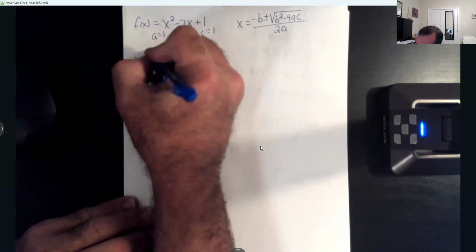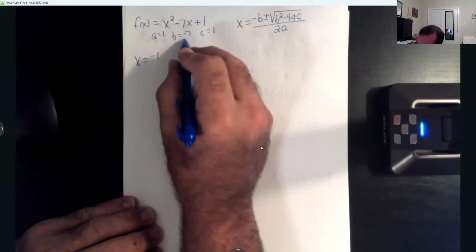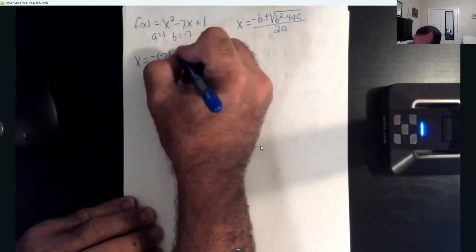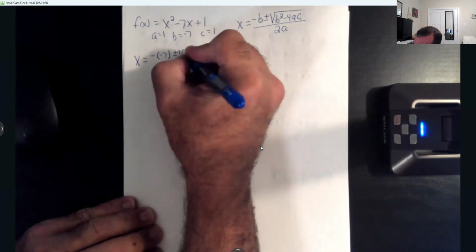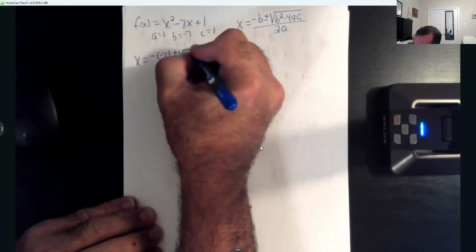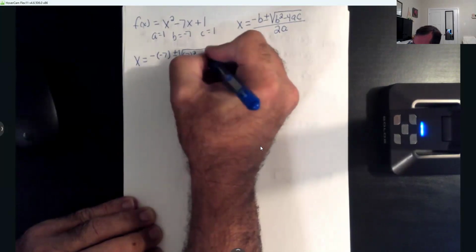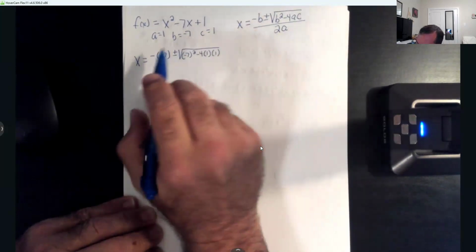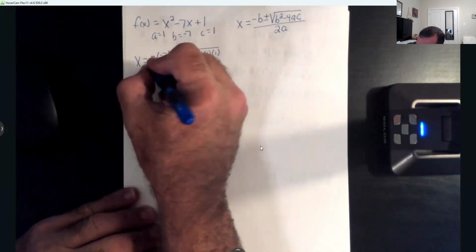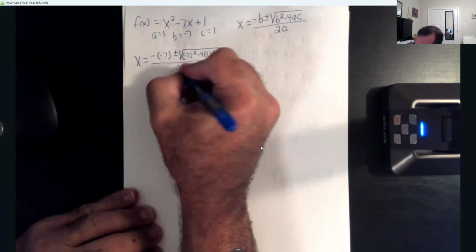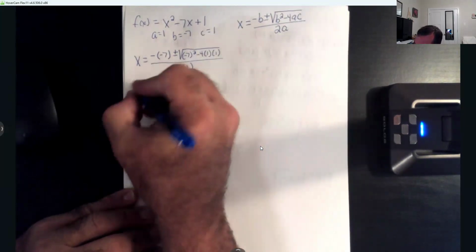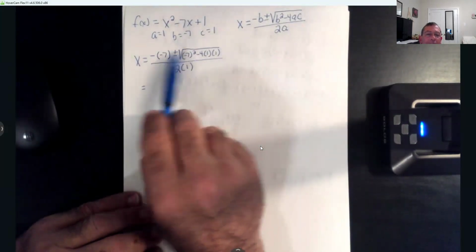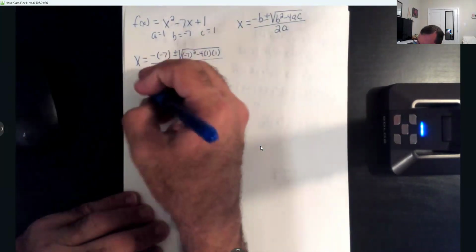So x will equal negative times b, which is -7, plus or minus the square root of -7 squared minus 4 times 1 times 1. So a and c are both 1. All over 2 times a, so that'll be 2 times 1. Right, so now just start simplifying. 2 negatives make that a +7.